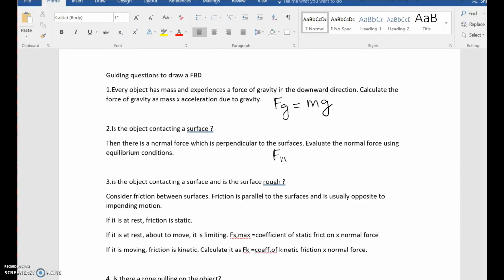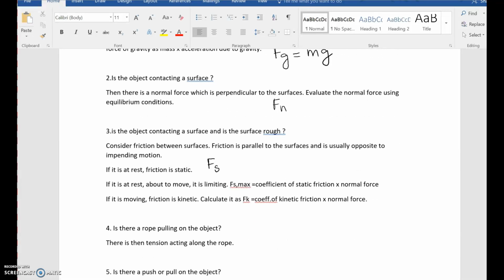Then, is the surface rough? That means there is friction involved. If the object is at rest, then friction is the static friction, labeled as Fs. So static friction can be any value between 0 and Fs max. If the object is at rest but just about to move, that means friction in the system has maxed out, then the friction is referred to as Fs max, and you can calculate Fs max as the coefficient of static friction, which is μs, times the normal force.